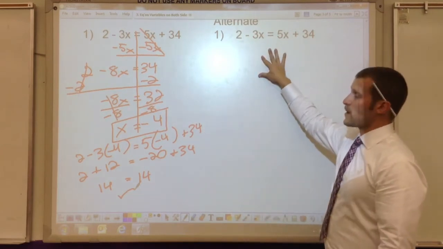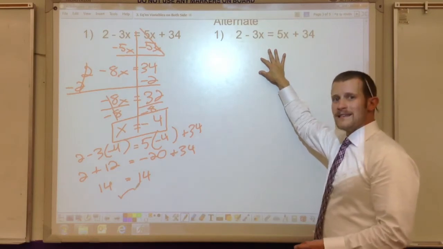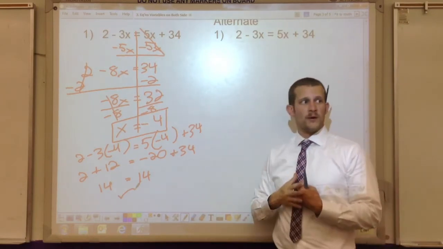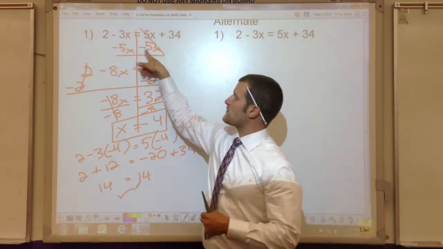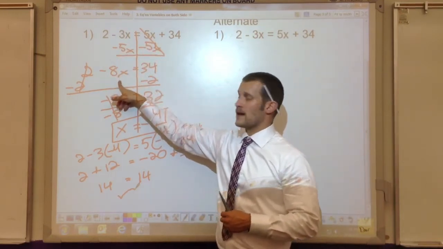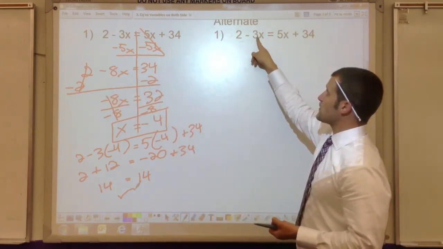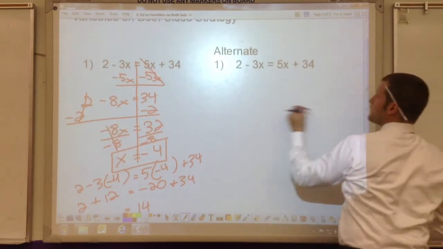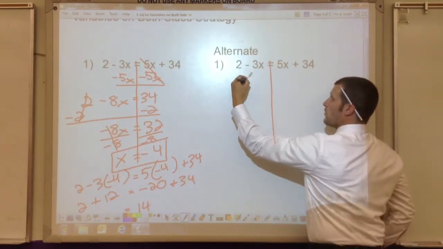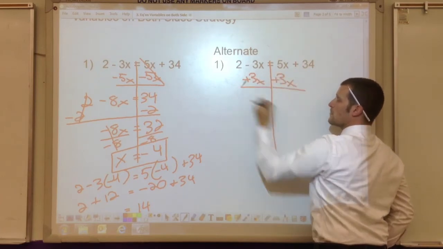I wanted to do this problem a second time because I want to make a point about it. I don't like dealing with negative numbers. If I have the choice, I will avoid negative numbers. Here I wanted to subtract 5x and subtract 5x to get all my x's on one side. But notice over here, I could cancel out these 3x's instead. And if I did that instead, I would go plus 3x plus 3x.